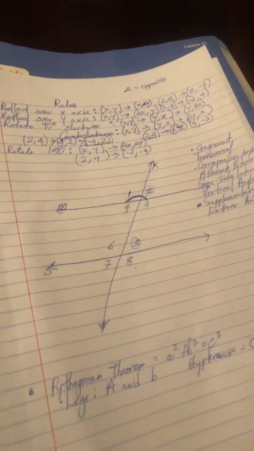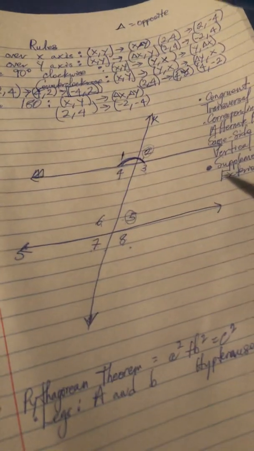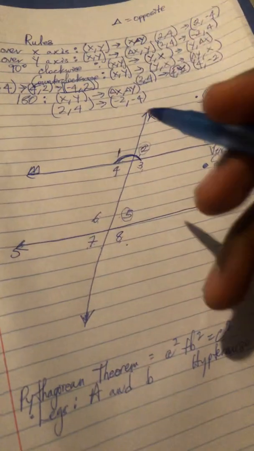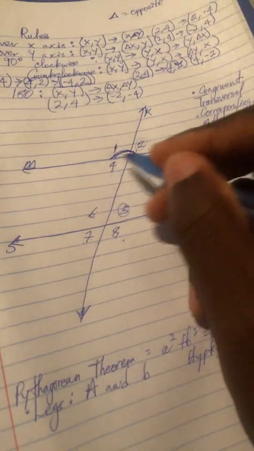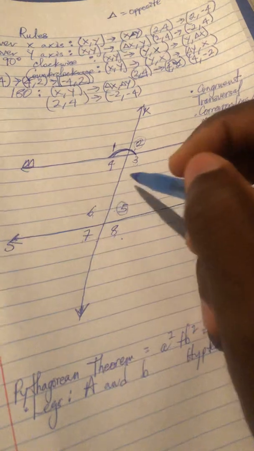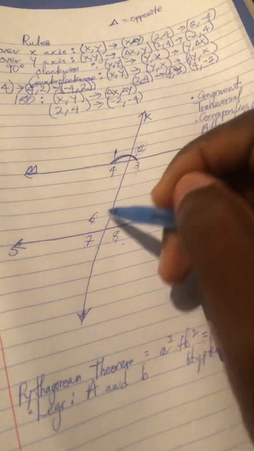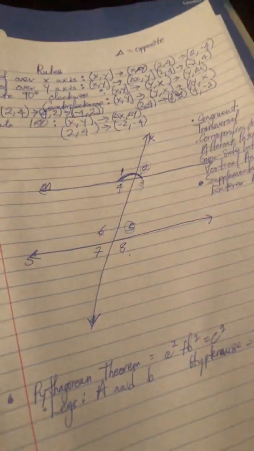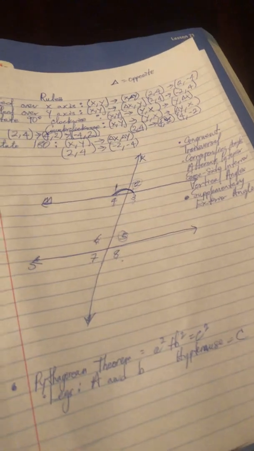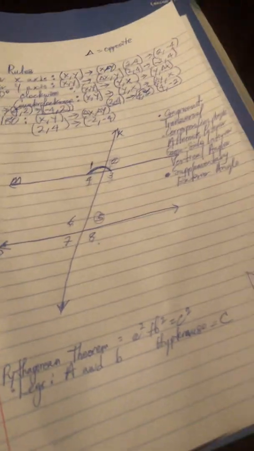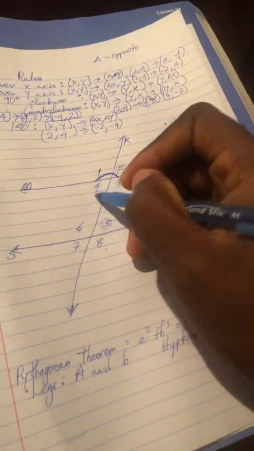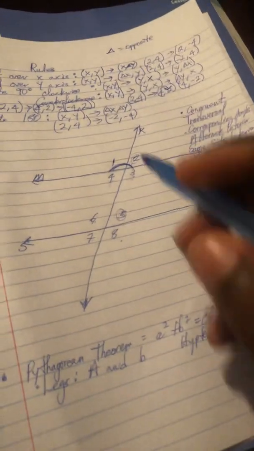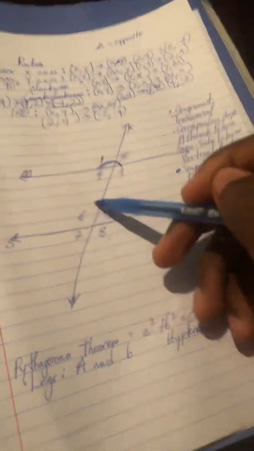Now we have alternate interior angles. Alternate interior angles are angles that are on the opposite side of the transversal but are still on the inside. So 3 and 6 are alternate interior, 4 and 5 are alternate interior. And then you also have same side interior angles, which means they're on the same side of the transversal, but they're still on the inside. So that's everything we need to know about interior angles.